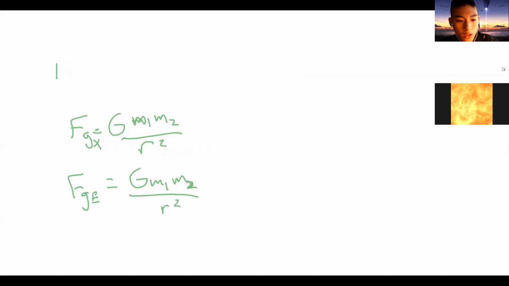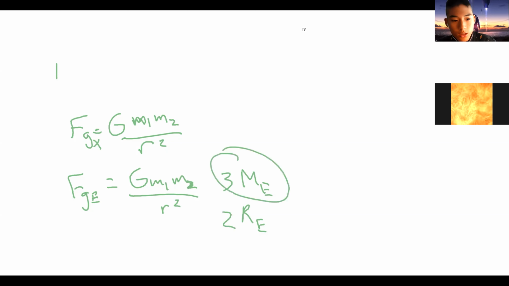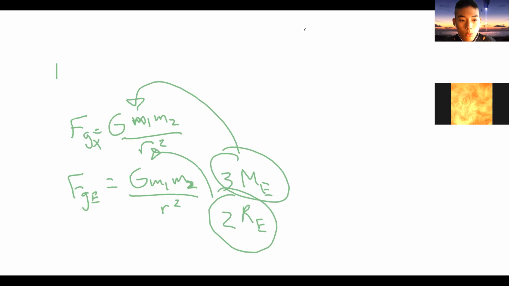Over R squared, but instead of having M1 and M2, we have ME and RE. And for FGX, we know that it's 3ME and 2RE. So you substitute this into M1, and you substitute this into the R, and then you simplify to find your ratio. When you substitute all this into this equation and find that fraction, that will be your answer, because that's the ratio. All right, does that help?